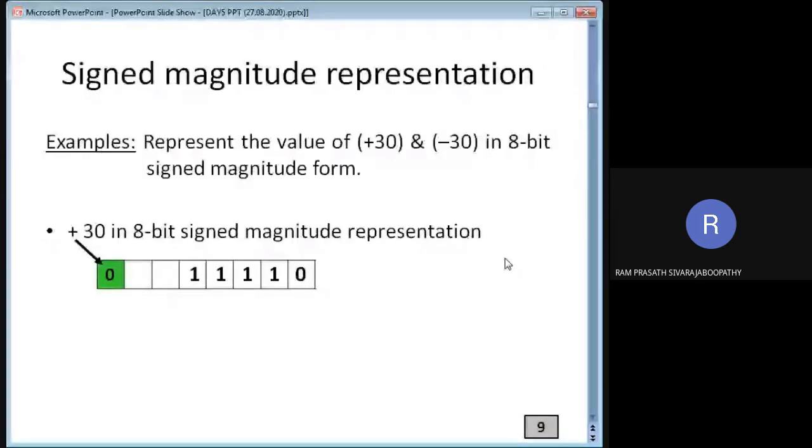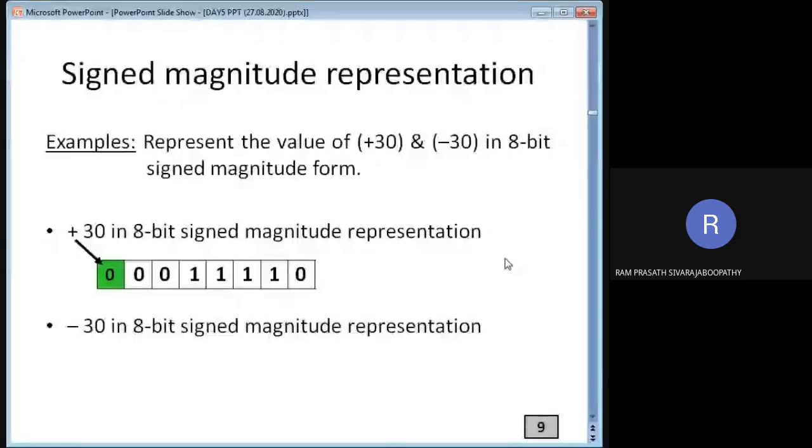What about the minus 30? Representation of the number minus 30 in sign magnitude representation. What we have to do? Yes, we have to put 1 in the MSB. That's it. So this is the way to represent the signed number in signed magnitude representation.